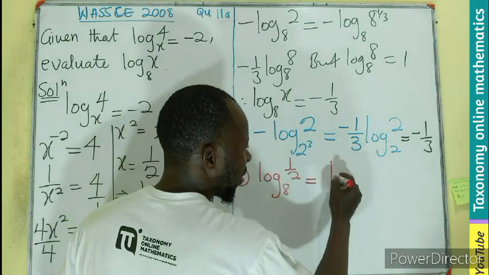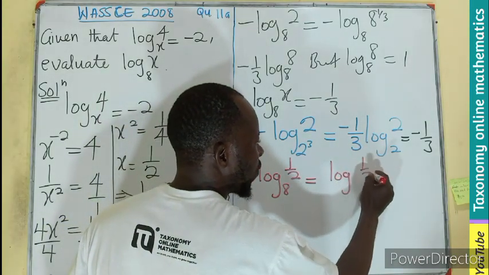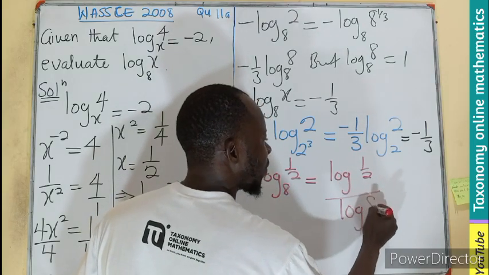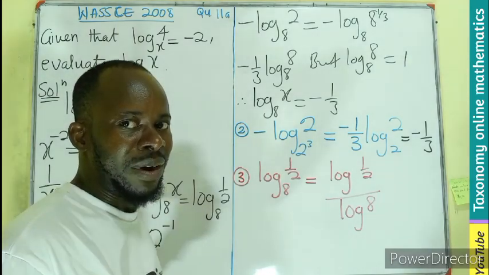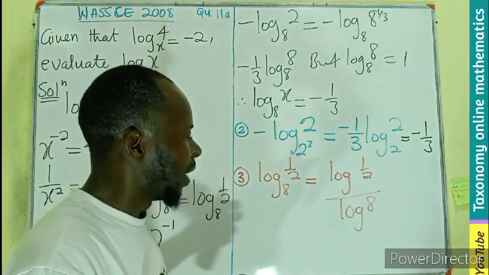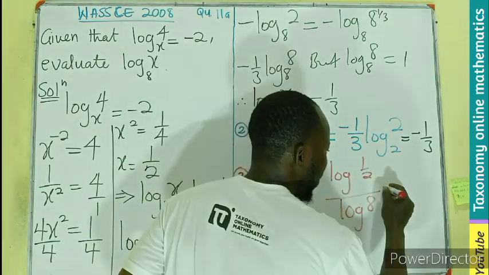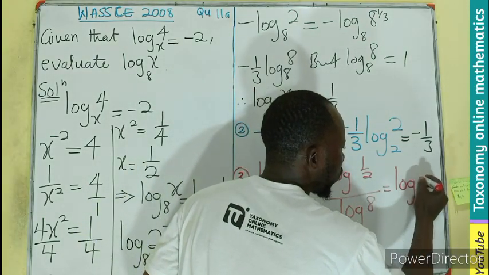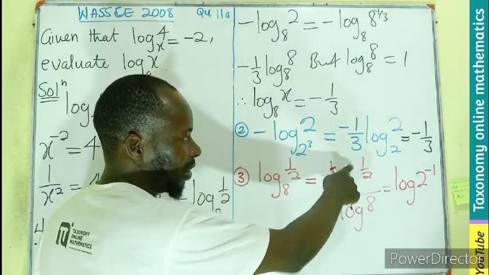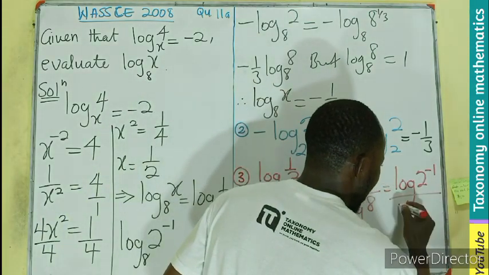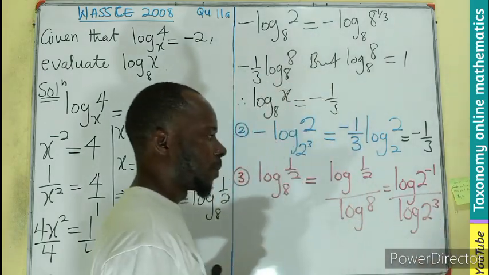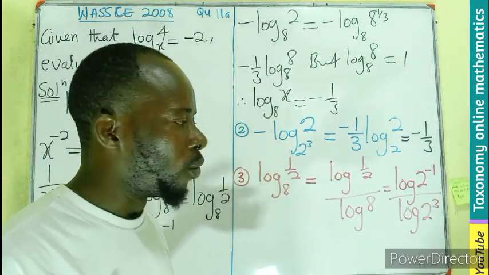This is going to be the log of 1 over 2 base 10 divided by the log of what? 8 base 10. If I don't write the base, it means it's in base 10. What do we do? Let's continue to simplify further. So we have log 2 exponent minus 1, right? This is a fraction, divided by the log of 2 exponent 3. 2 exponent 3 gives you 8.